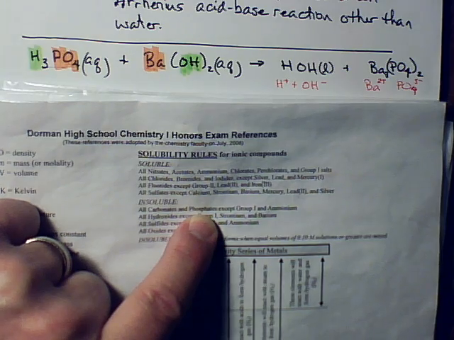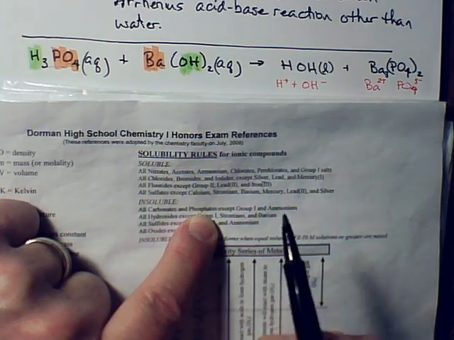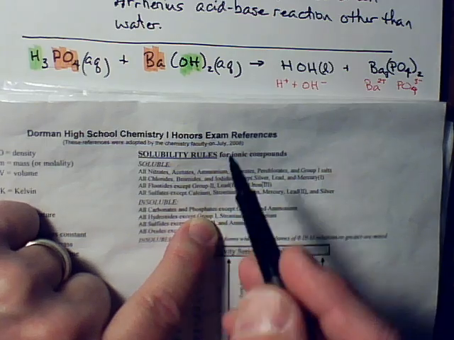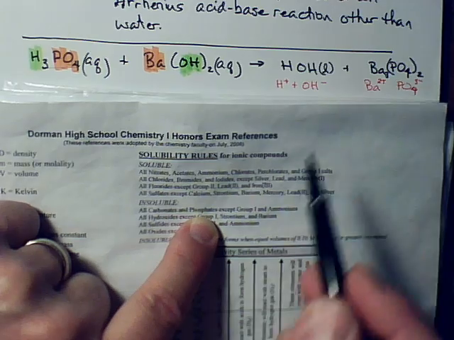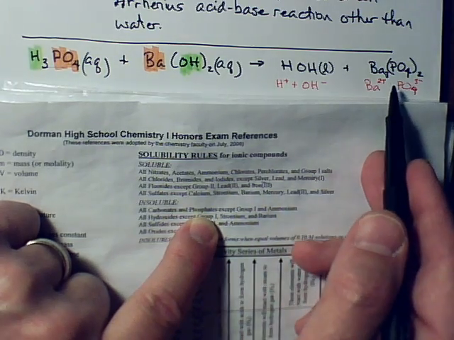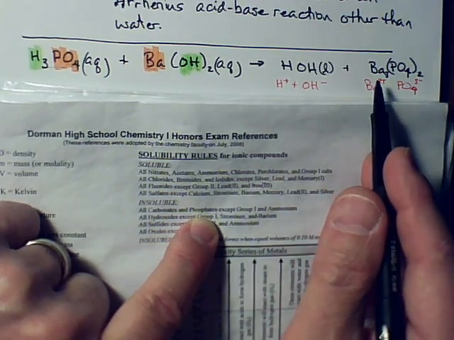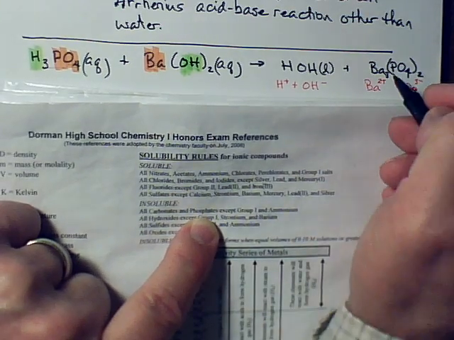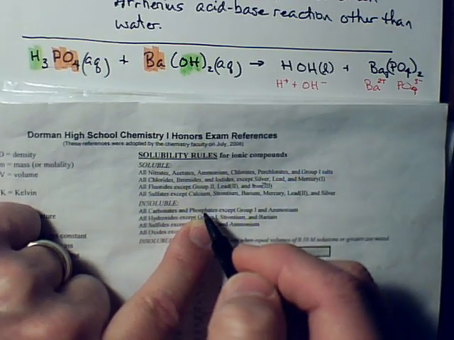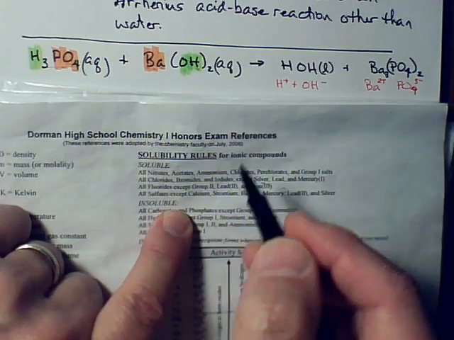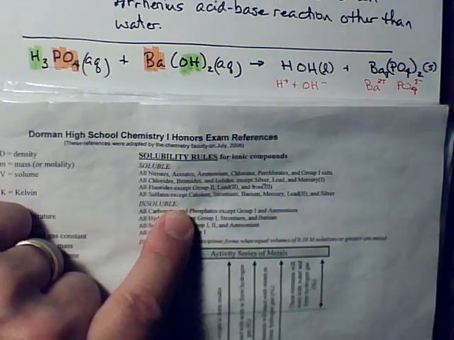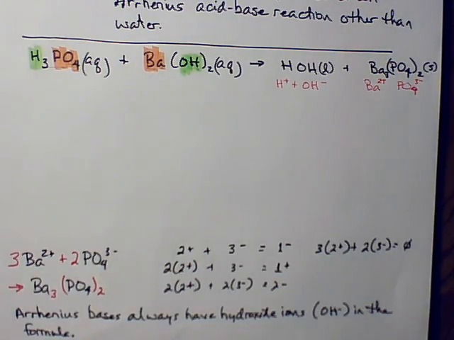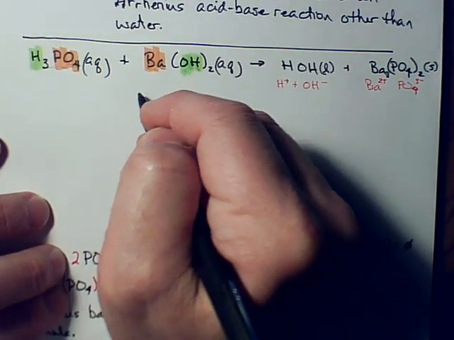All carbonates and phosphates except for group 1 and ammonium are insoluble. So if there's water around, insoluble compounds are solids. The exceptions are group 1, barium's in group 2, and ammonium is definitely not ammonium. So this is not one of the exceptions, so this fits the all phosphates category. It's insoluble. Even when there's water around, it's still going to be a solid. Does that make sense? Okay. And now we're ready to balance the equation.